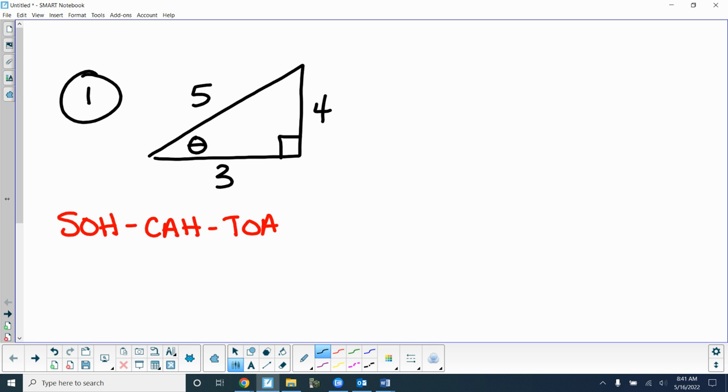So sine of theta is opposite 4, straight across, over hypotenuse 5. That's all you gotta do. Simple. That's all you have to do.